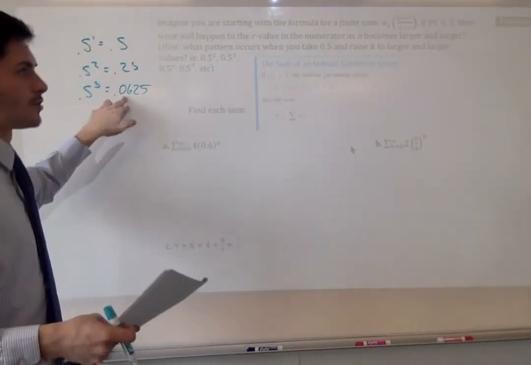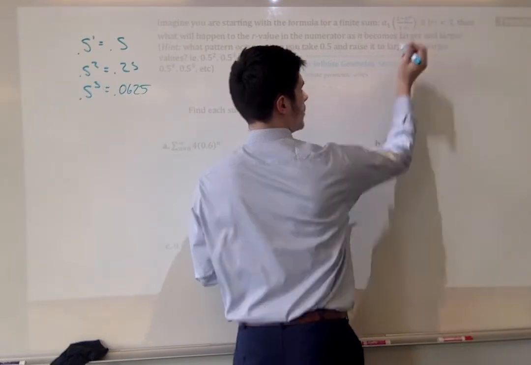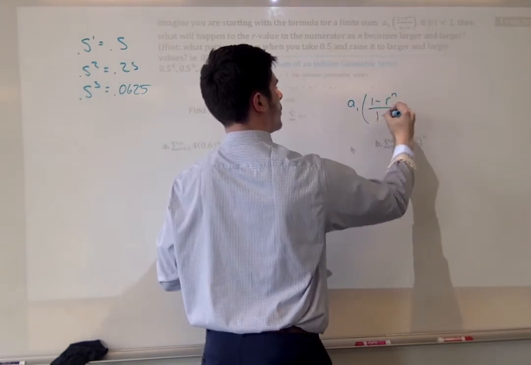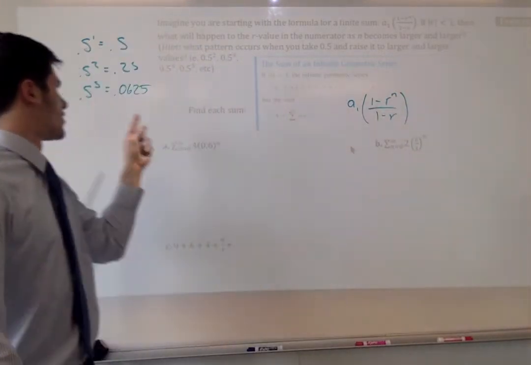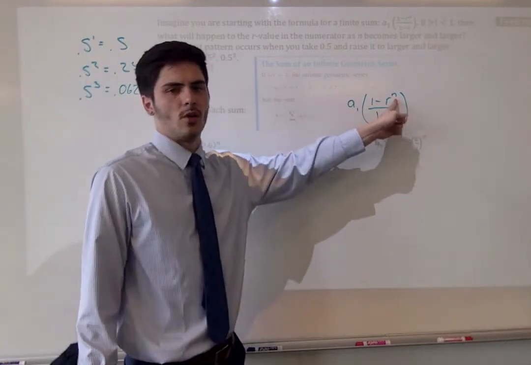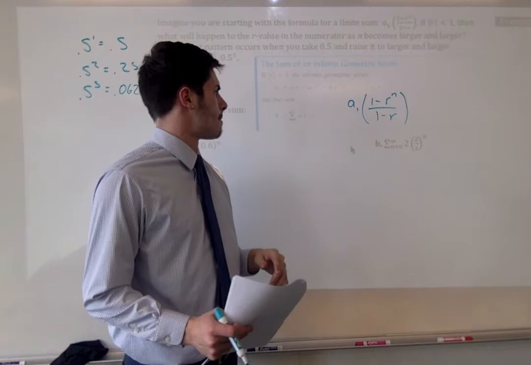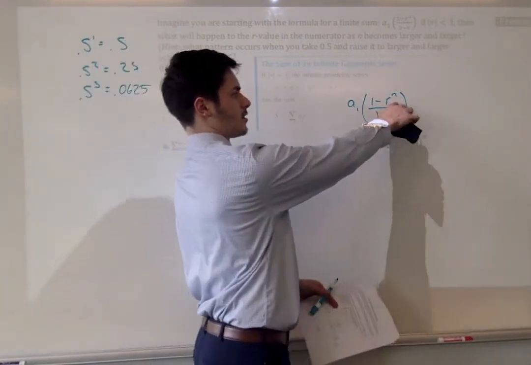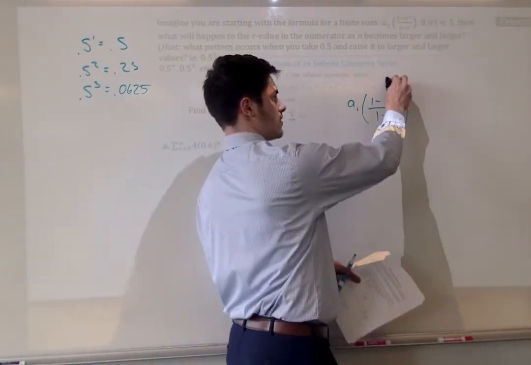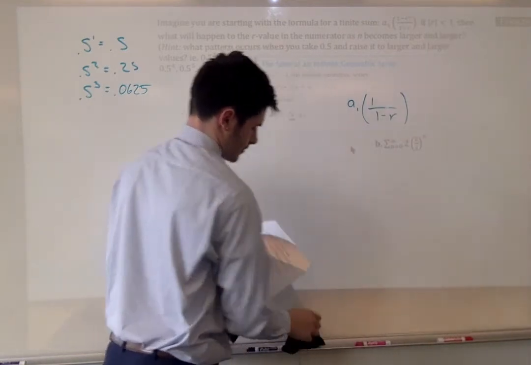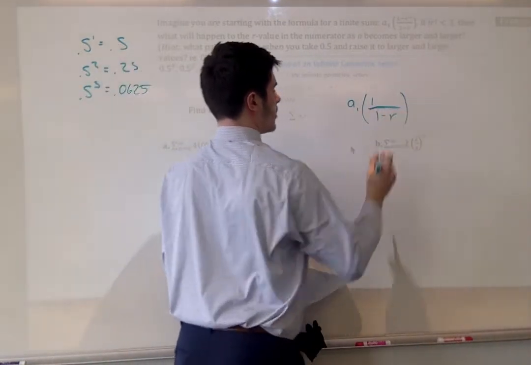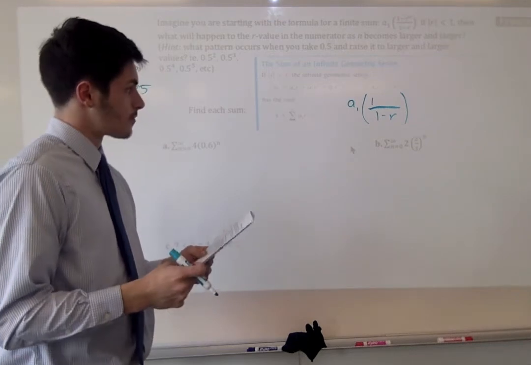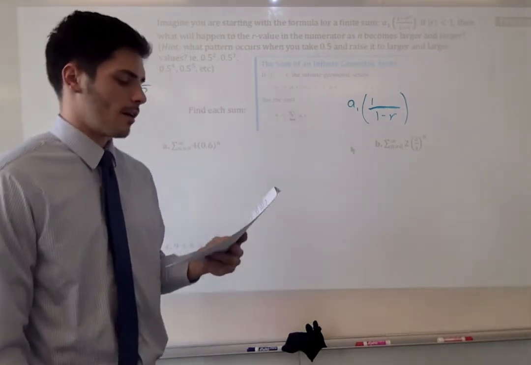So if this number gets closer and closer to 0, this number right here, so we have our a1, 1 minus r to the n over 1 minus r. So this is our r to the n. If this gets closer and closer to 0, what's really in the numerator? It would just be 1. Because if this gets closer to 0, 1 minus 0 is just 1. So we're left with a 1 up top. And on the bottom, we're left with a 1 minus r.